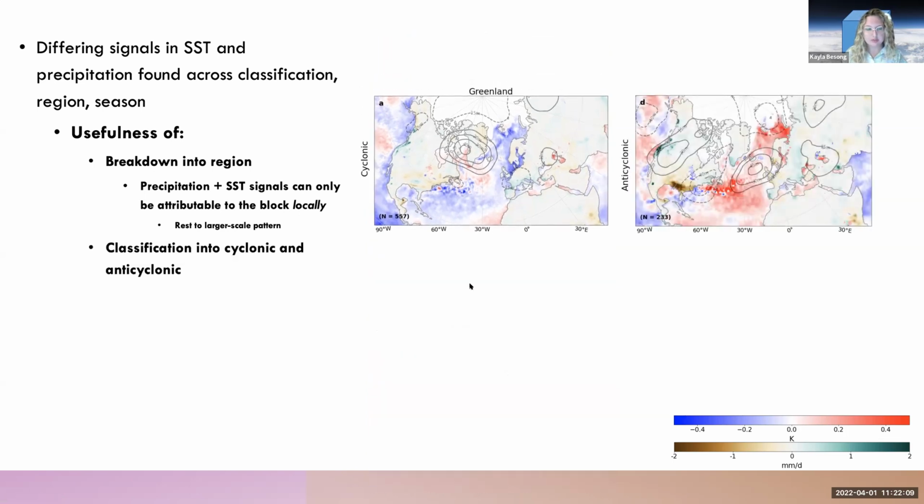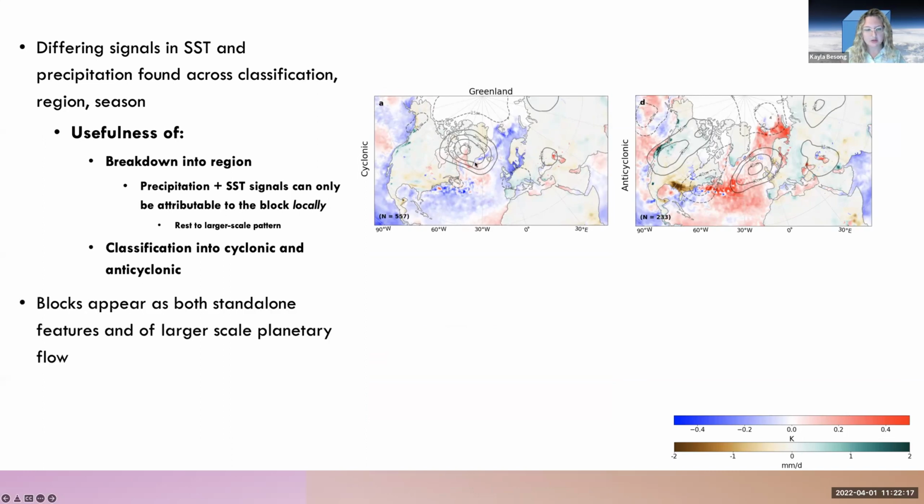Further is the difference between cyclonic and anticyclonic. And what we can really see here is that we have this more standalone type of feature versus a block that is part of a larger scale planetary type pattern, right? So you have two different things going on here. And again, if we didn't classify into cyclonic and anticyclonic, you really wouldn't be seeing these differences. It would just be an average of both.